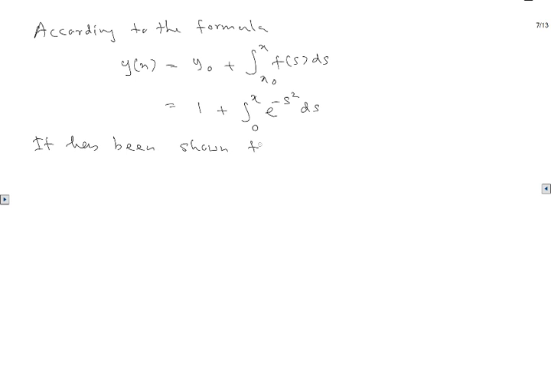there is no closed form solution. It has been shown that there is no closed form solution to this problem. So what we can do is leave this as the answer.